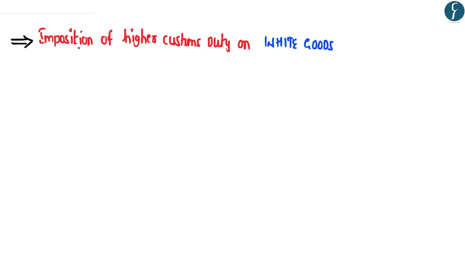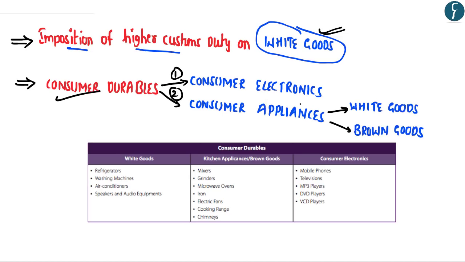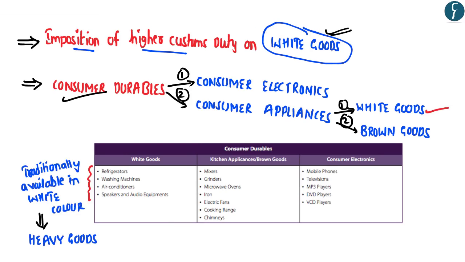Further, in the article it has been mentioned that the government has sought to impose higher custom duty on the white goods. Let us try to find out as to what exactly are the white goods. Now in case of India, the consumer durables are categorized into two types, that is consumer electronic goods and consumer appliances. These consumer appliances are further categorized into white goods and the brown goods. Now these white goods are considered to be heavy consumer durable goods, which were so far traditionally available only in the white color, but these days one would also come across these consumer durables in different colors. These consumer goods are refrigerators, washing machines, air conditioners, etc.